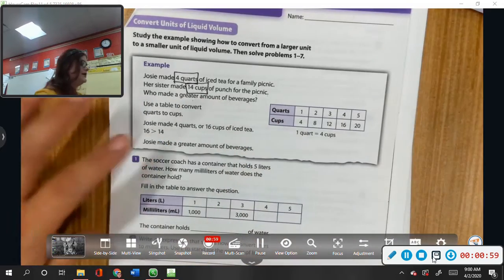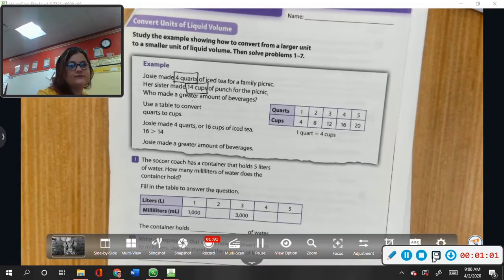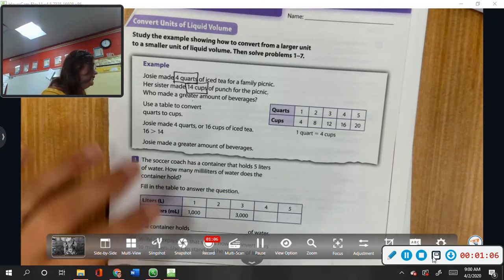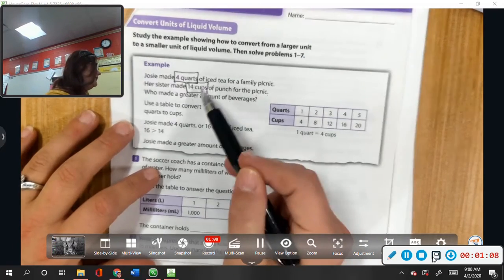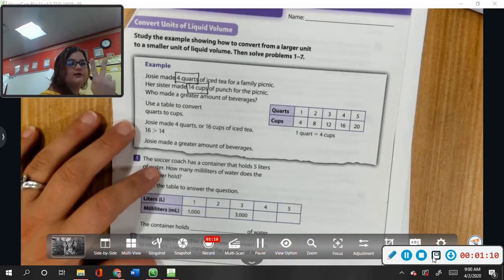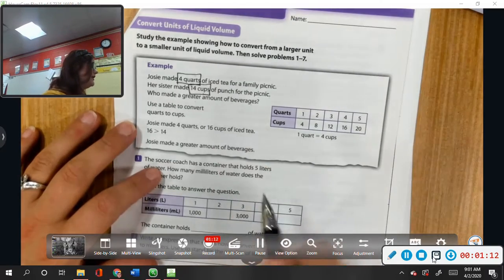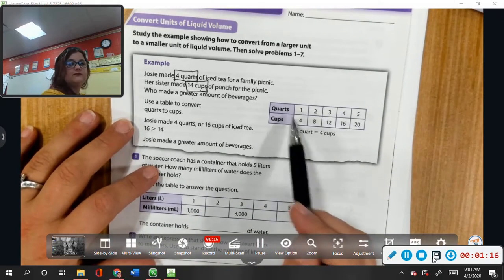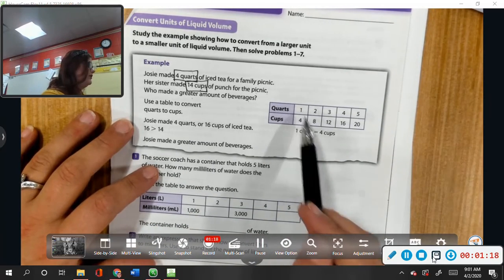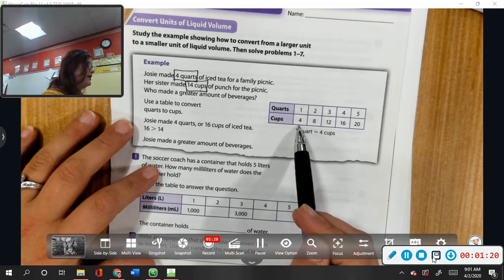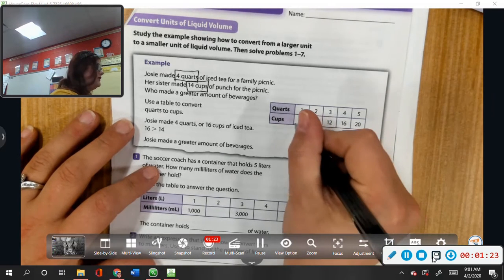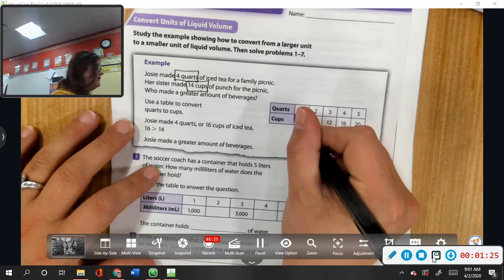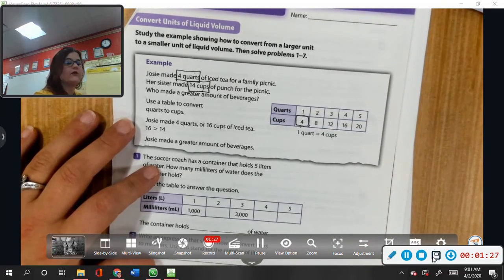Now, quarts and cups are U.S. customary forms of measurement for capacity or liquid volume. If you look, we already know we have 2 different kinds of units of measurement here, so we are definitely going to have to convert. The example gives us a conversion chart. 1 quart is the same as 4 cups. So this 4 is going to be our number we put in for our formula.